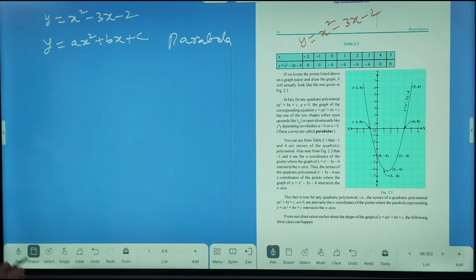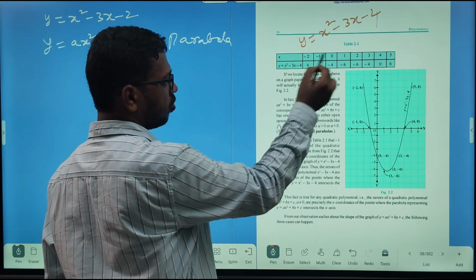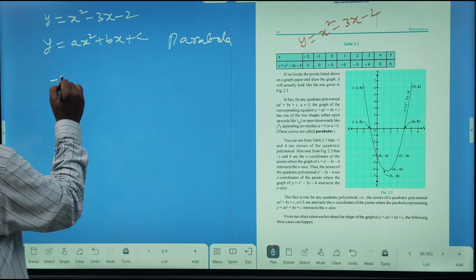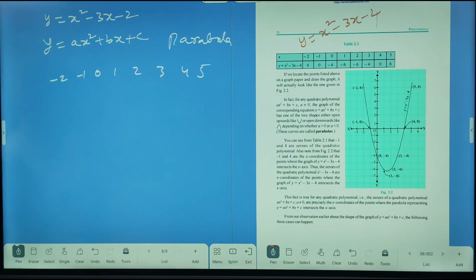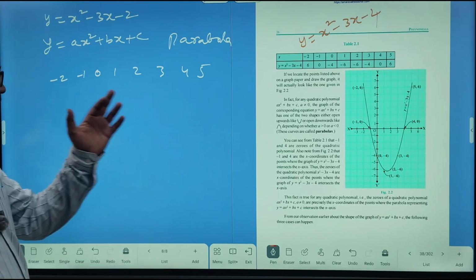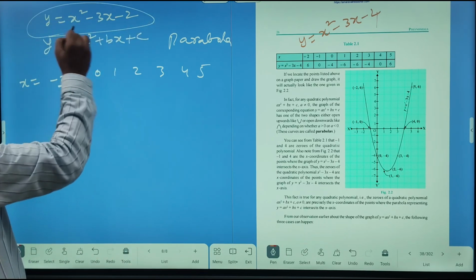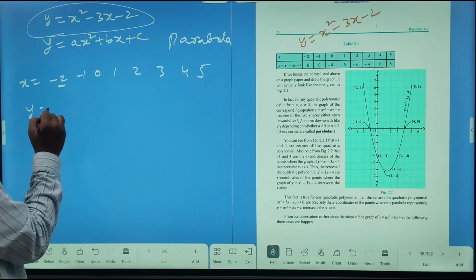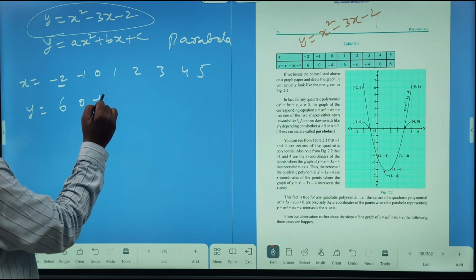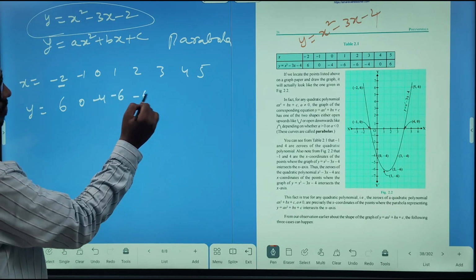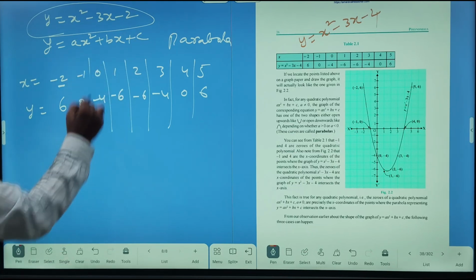I am again saying that you can take any points of x. Here I am taking minus 2, minus 1, 0, 1, 2, 3, 4, 5. These are the x values. If you substitute x equal to minus 2 in this polynomial, you will get the y values. For minus 2 you will get 6, for minus 1 you will get 0, then 0, minus 4, minus 6, minus 6, minus 4, 0, 6. It is a very easy calculation.